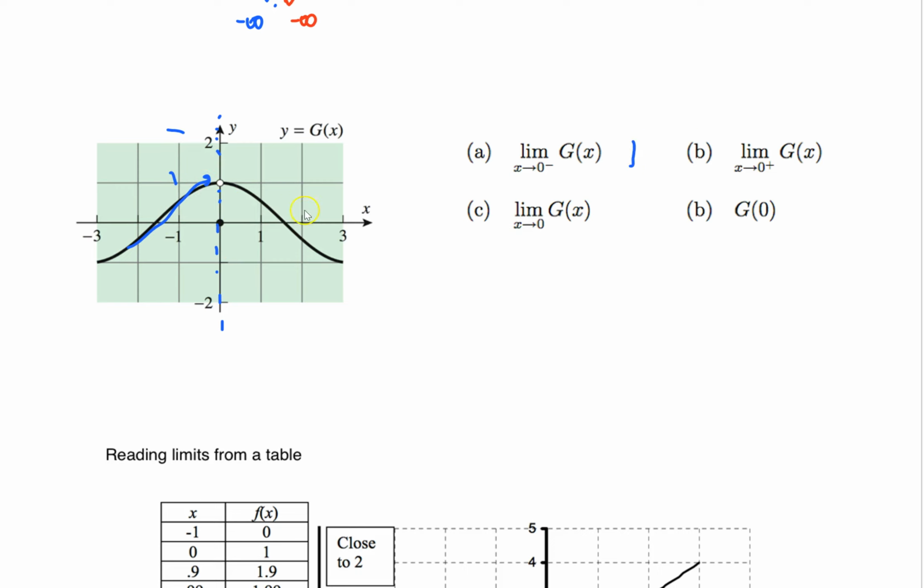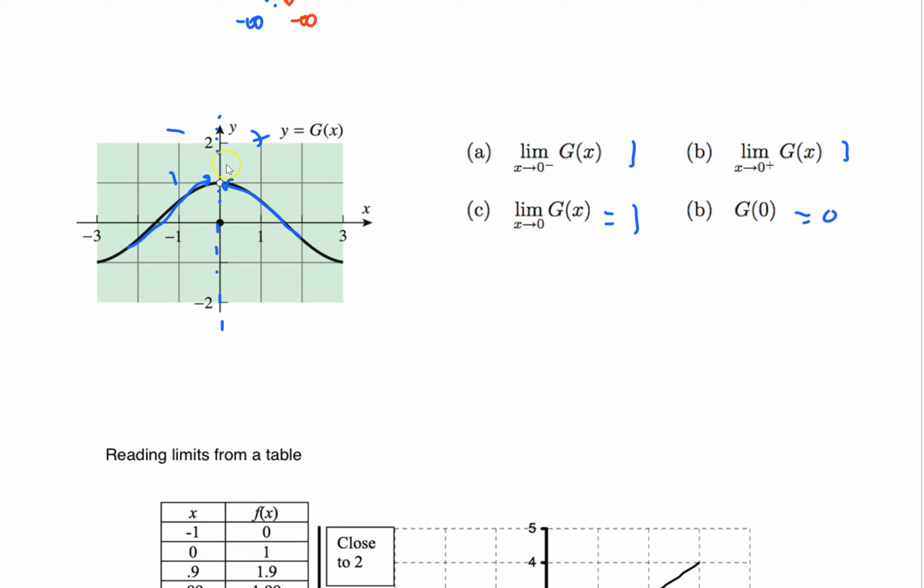Now the graph from the right-hand side. Coming from the right, what's your graph doing as you get closer to 0? Also looks like 1. They match, so your limit is 1. G of 0, what's basically saying what's the closed circle there? 0. And that's how you read limits from a graph, right?